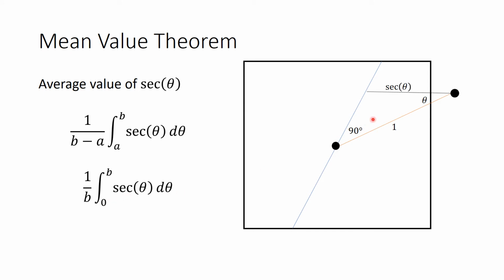And you can imagine here, theta could be really small. Theta could be 0, in which case the black segment would be the same as the orange segment, and they would both have a length of 1. So that's our lower limit, it's going to be 0 on the integral. a is 0, so it's b minus 0, which is just 1 over b. So that's how that simplifies.